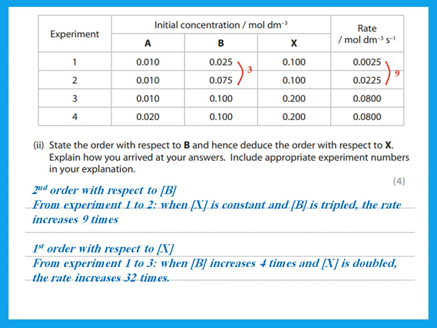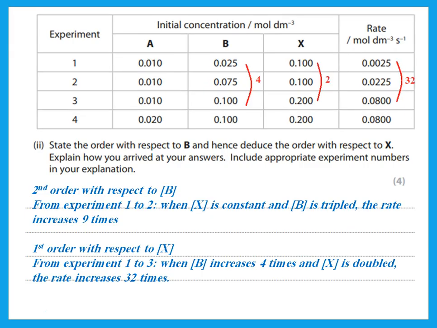If we look at X, what is happening with X? Okay, well, I need to take experiments 1 and 3. So from experiments 1 and 3, X is doubled. A is constant, so it will not affect anything, but B is quadrupled. So what happened to the rate? Remember, we said it is second order with respect to B. So if B quadrupled, then the rate should increase 16 times. Now, when X doubled, the 16 doubled also. That means that X is first order.